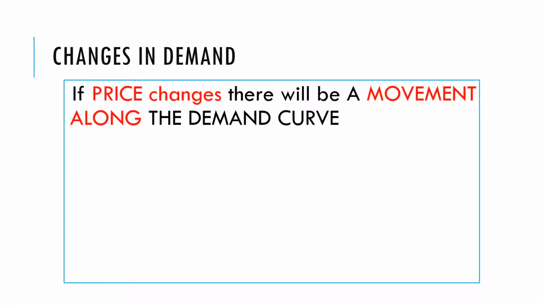So what might lead to changes in demand? Well, if a price changes, there will be a movement along the demand curve. So the demand curve shows us if there's a change in price, what would be the change in the amount consumed. If the price goes up, we'd expect less. If the price goes down, we'd expect more. And that we can find out by moving along the demand curve and reading off the axes.